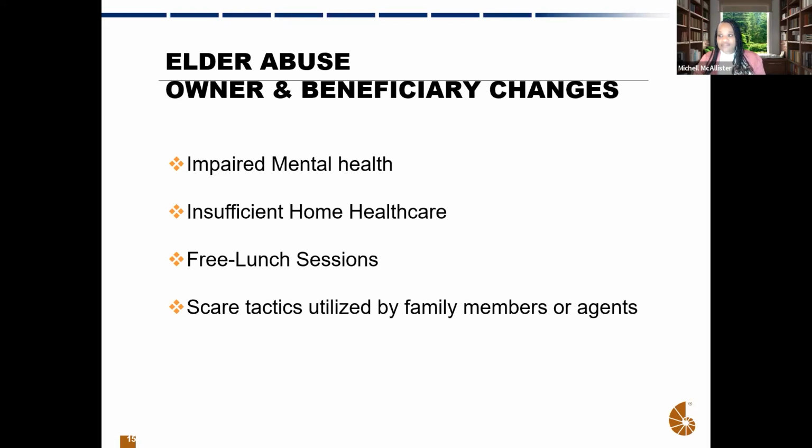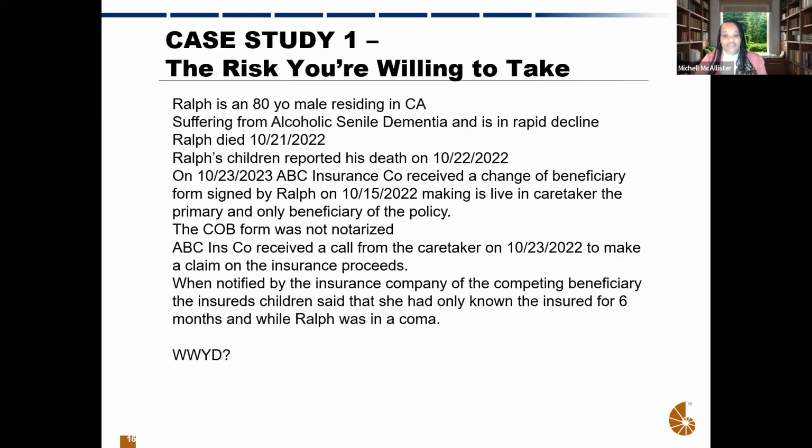And I have one case study here, and we call this case study the risk you're willing to take. So in this case study, we have Ralph. He's an 80-year-old male residing in California. Ralph is suffering from alcoholic senile dementia. He is basically in a coma. He's just being kept comfortable until he passes away because he's in rapid decline. Ralph died on October 21st, 2022.